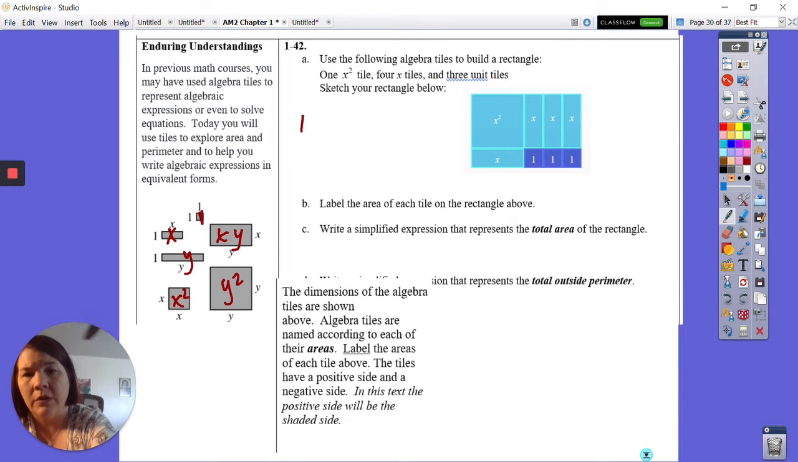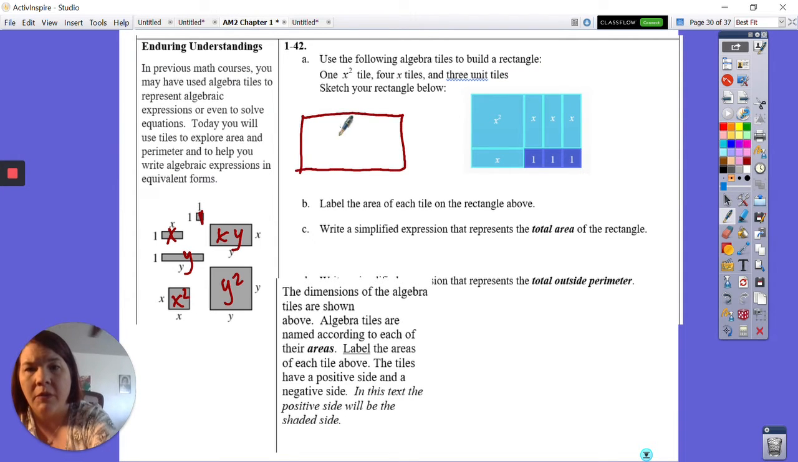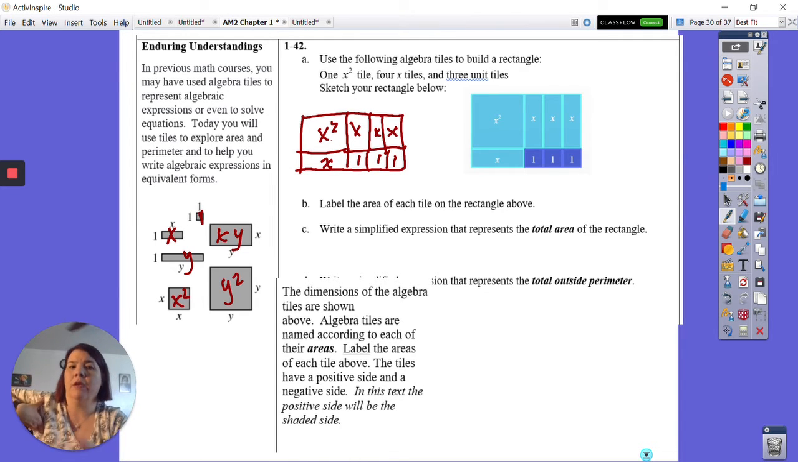I'm going to go ahead and draw one just to help you see. So we got x squared, 3 x's. I'm going to label them all so I don't have to draw as carefully. 1, 1, 1, x, so that my picture looks like that. You see how they're all labeled in this picture? And so label the area of each rectangle. So basically they're saying put all the letters on it.